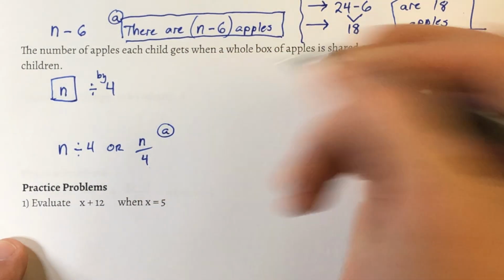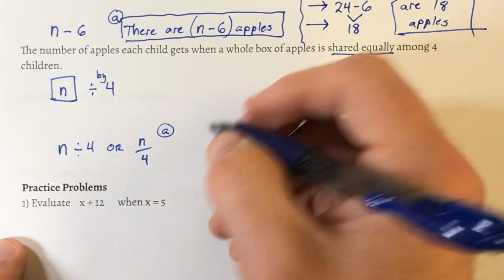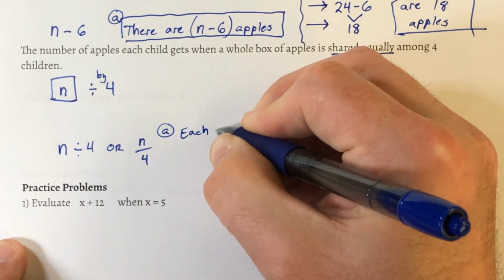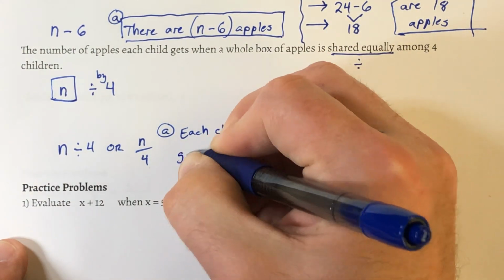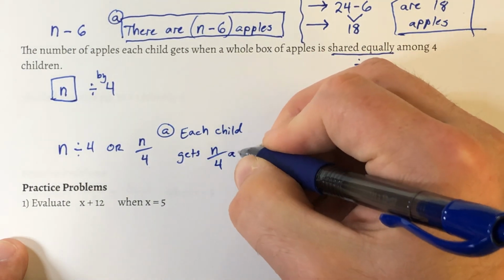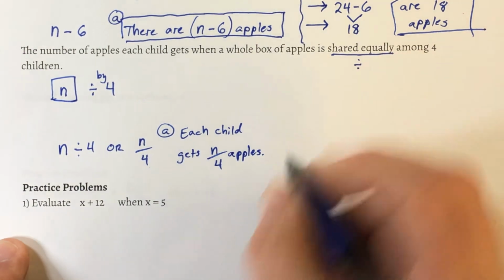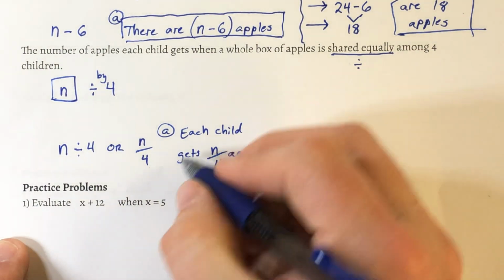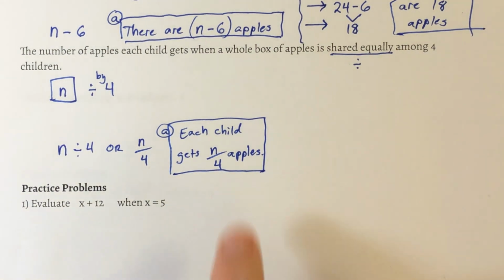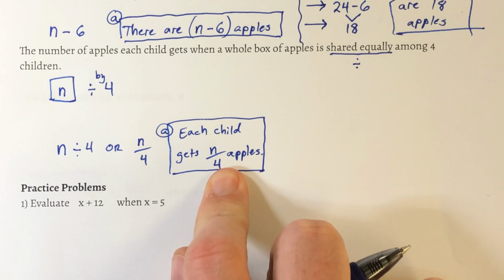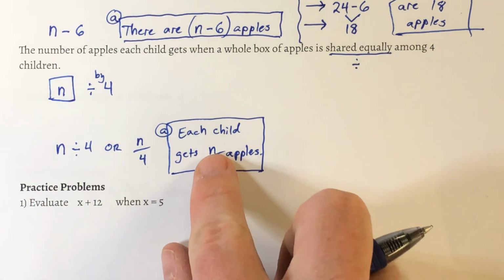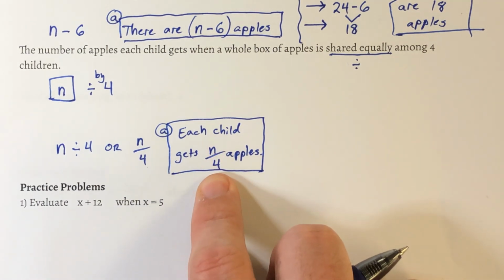So part A answer, what's our algebraic expression for how many each child gets? We're going to say each child gets n divided by 4 apples. Because I only have one term, I do not need to put that in parentheses. So again, this is like instructions on how to figure out how many apples each child would get if there are 4 children. You simply take your total number of apples and divide by 4.